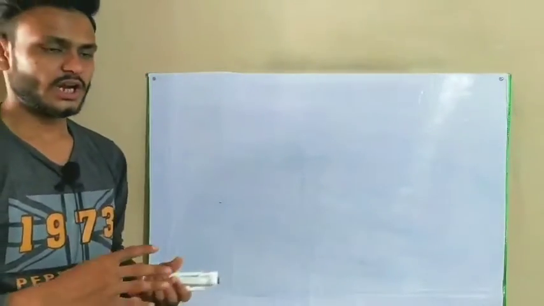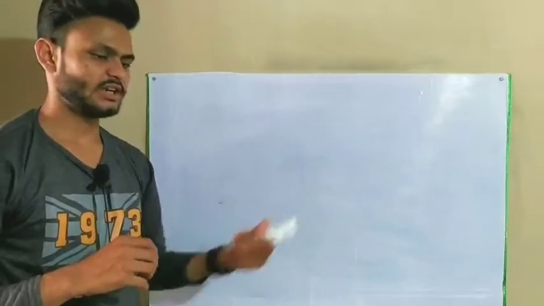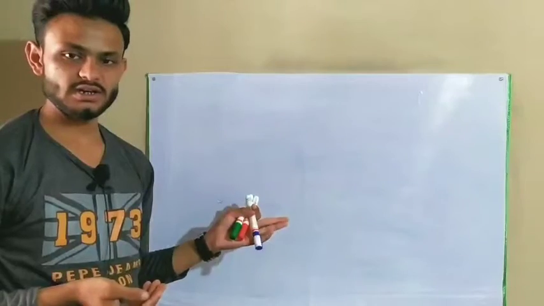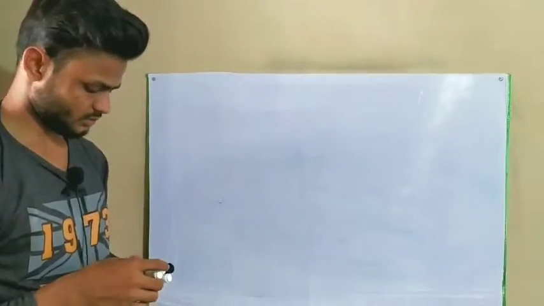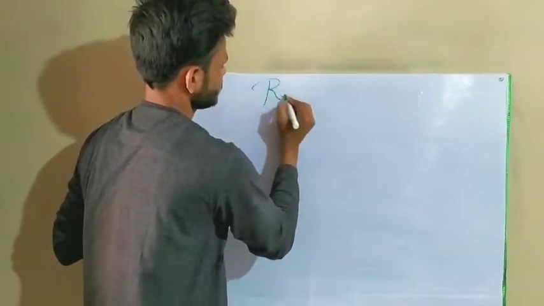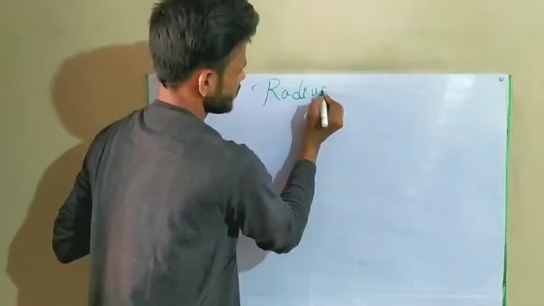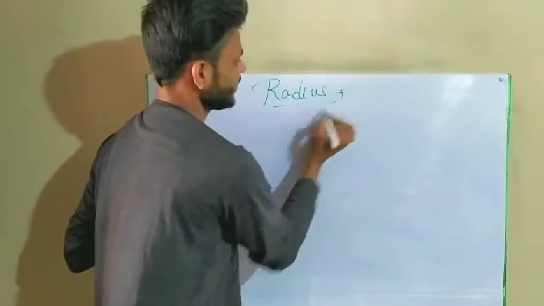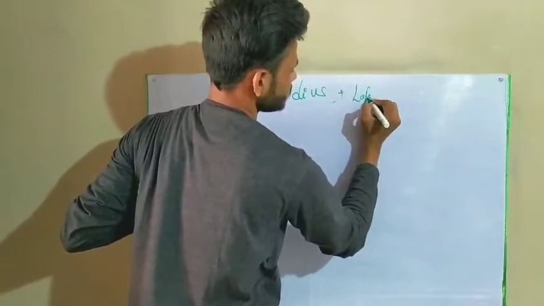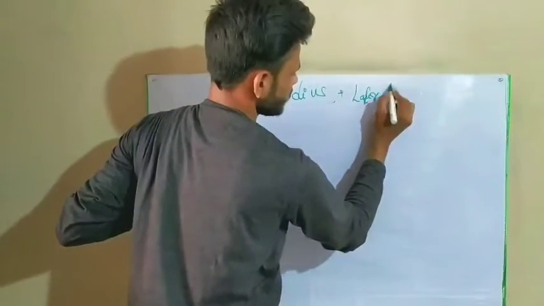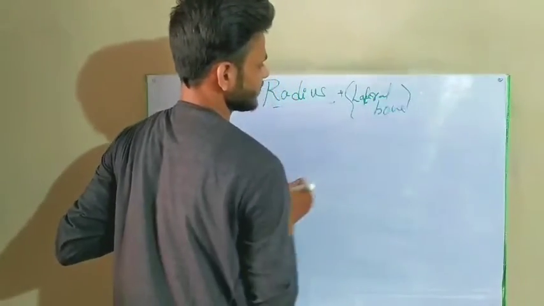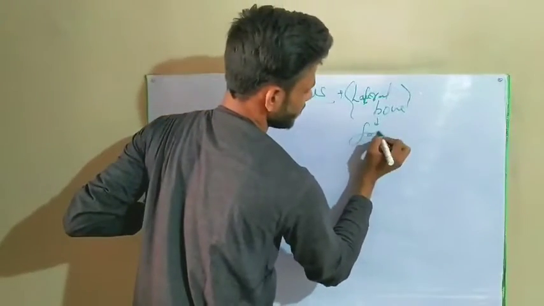In this video I will talk about the radius. In my previous video I talked about the clavicle and humerus. This is the radius. The radius is the lateral bone of the forearm.